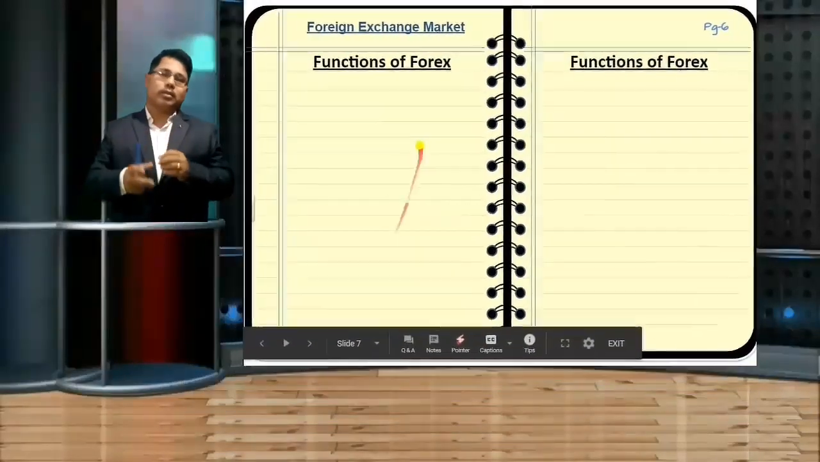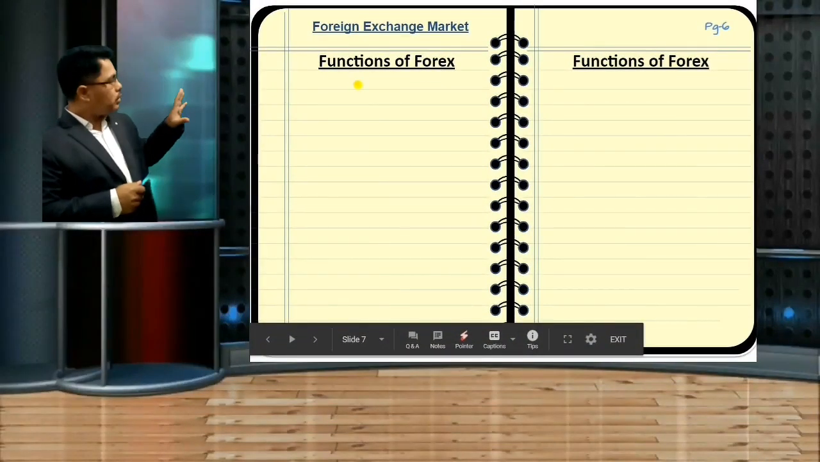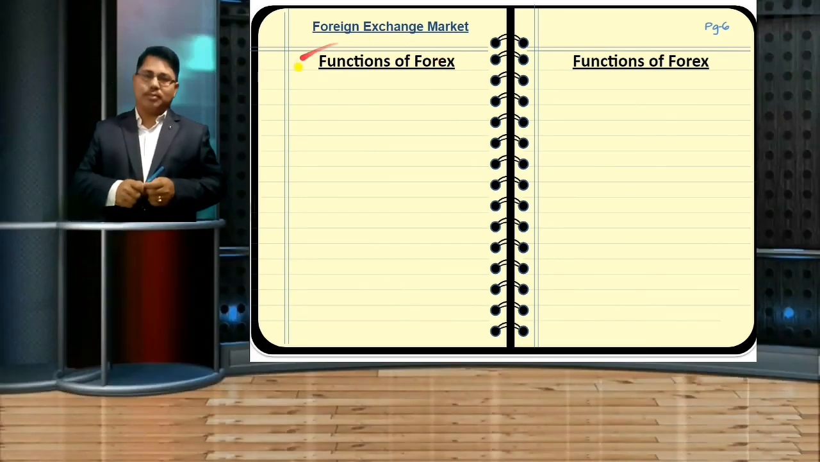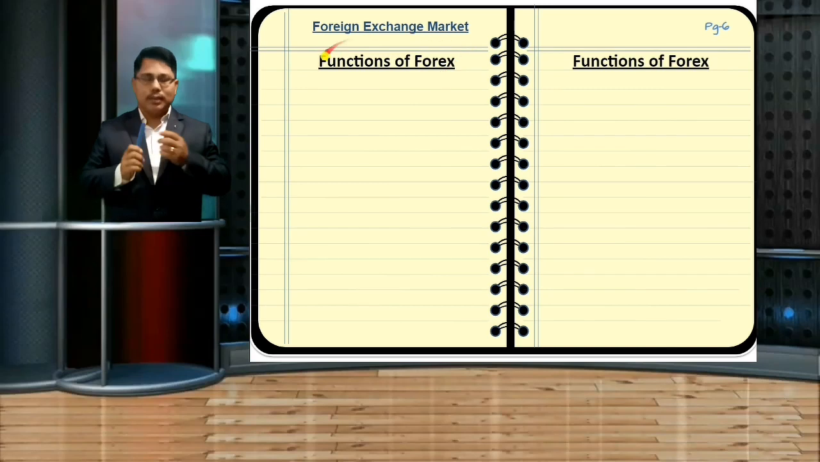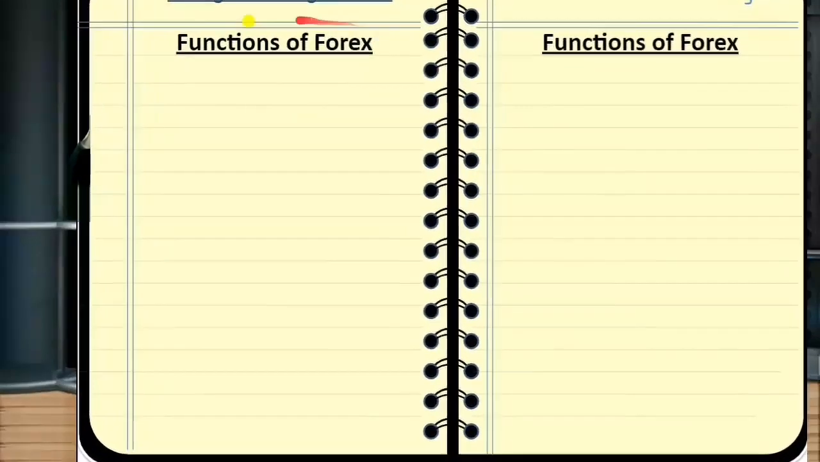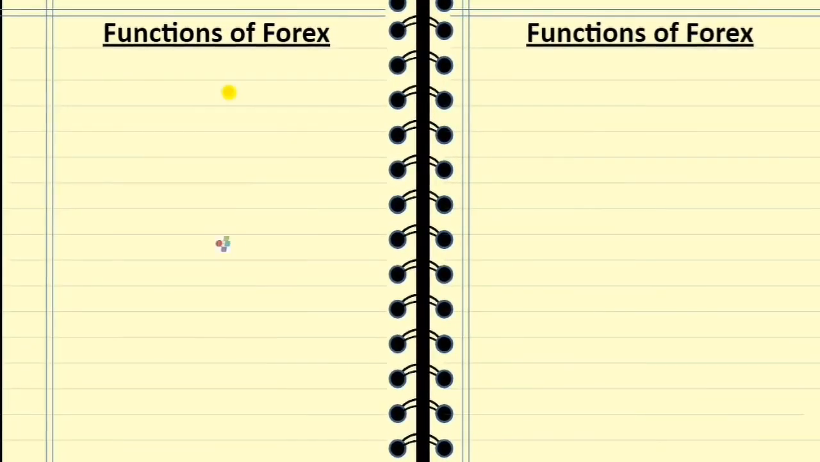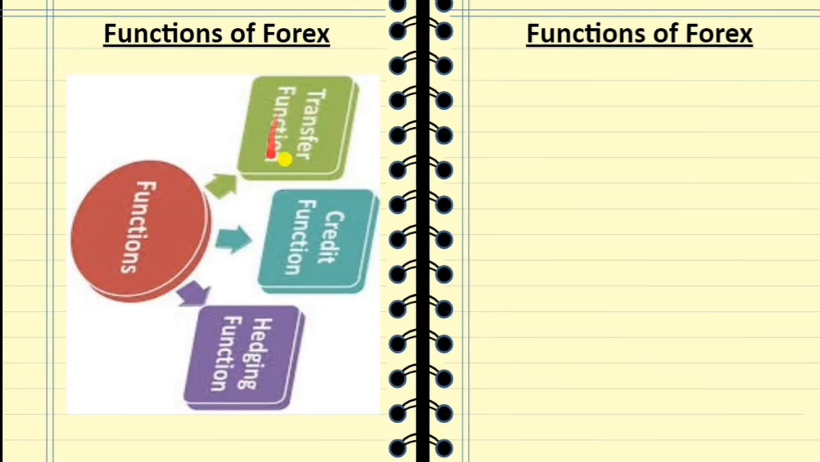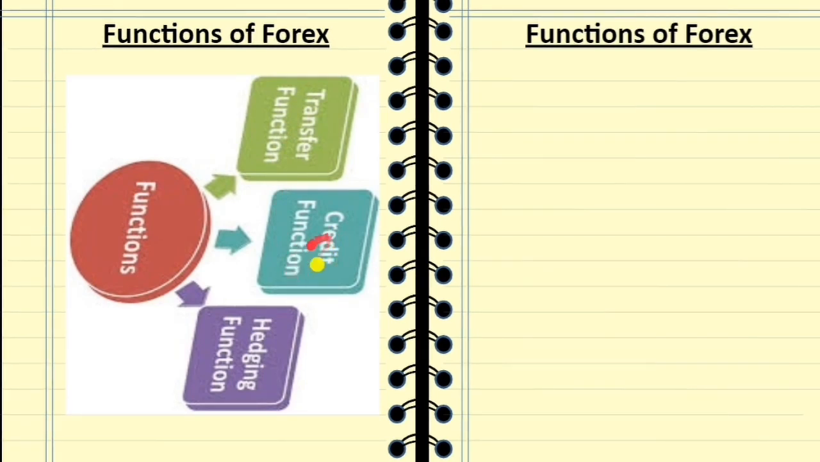Now another point in this video we have to learn is how the foreign exchange market works or functions. So let us know about the working of the foreign exchange market. Functionally, the foreign exchange market operates in three major ways. Number one is the transfer function. Number two, the credit function. And number three, the hedging function.